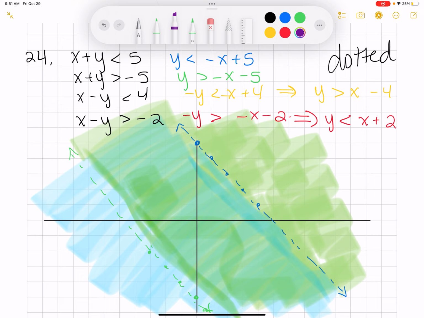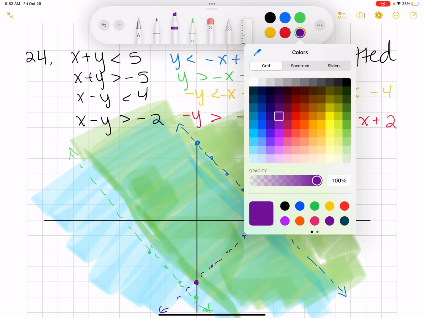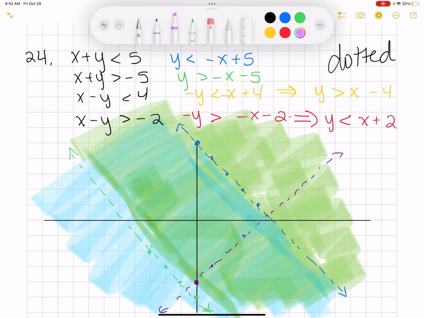Alright. Y is greater than x minus 4. I keep drawing solid lines. Stop doing that. And I've got a positive slope this time. Remember, still dotted. This is disgusting. It looks like I'm throwing away, but it's kind of fun. Do we shade up or down? Up.